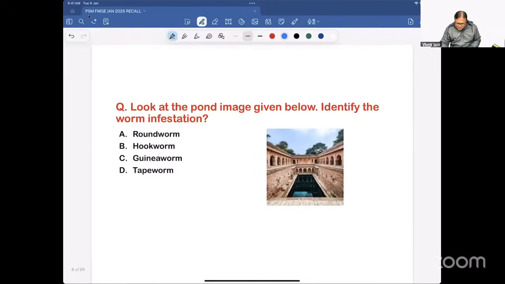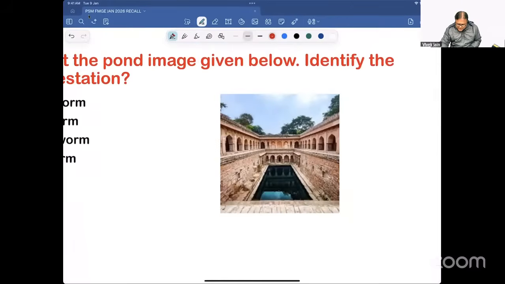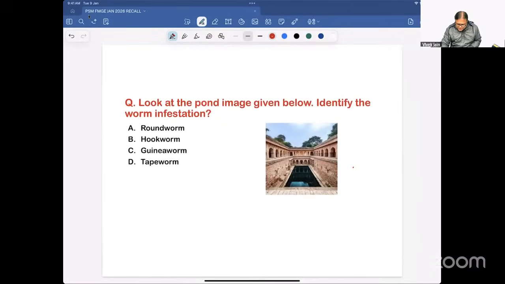Was this the pond image they were asking? A similar or this pond image was asked. If they're showing you like this, look carefully. This is a type of step well. They must have shown a better image. Students were not able to describe the image correctly. So if they are showing a step well in which people can climb down, then we are looking at Guinea worm. We are looking at Guinea worm.